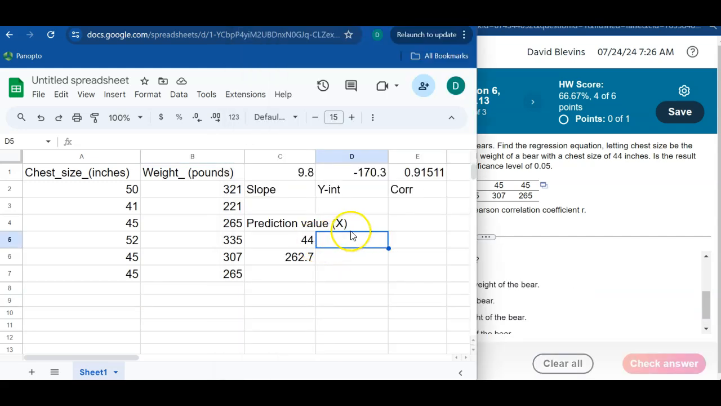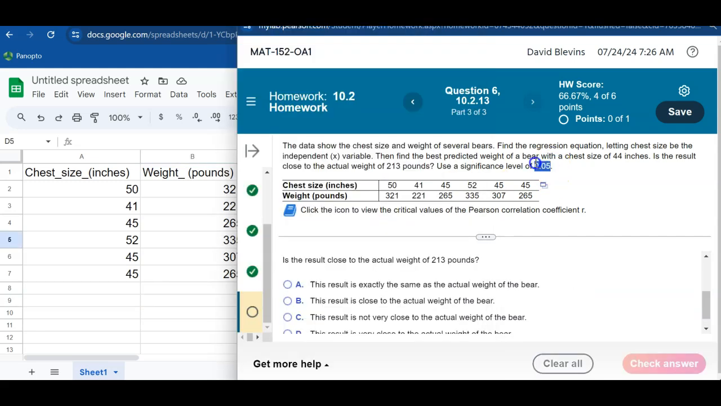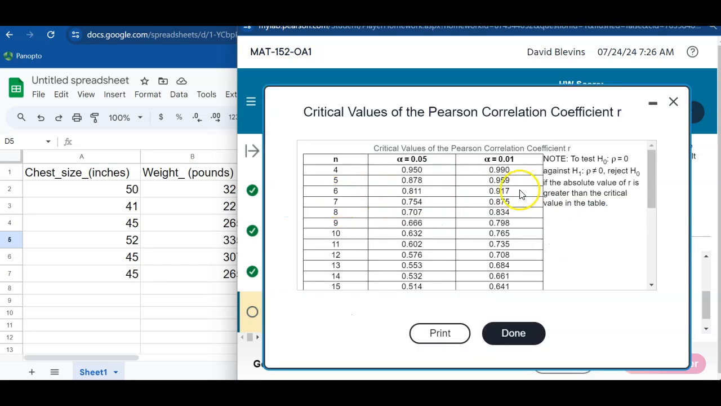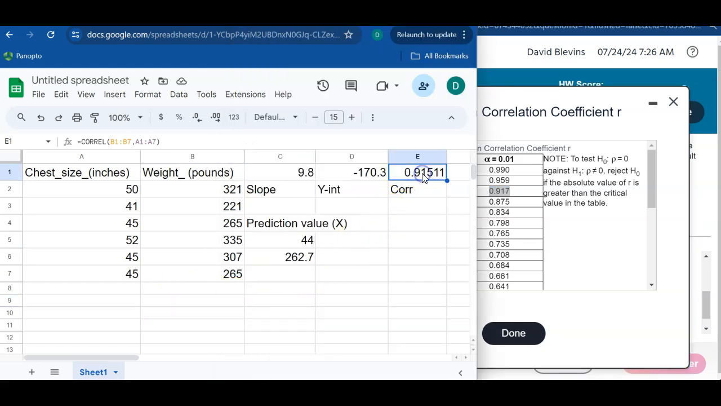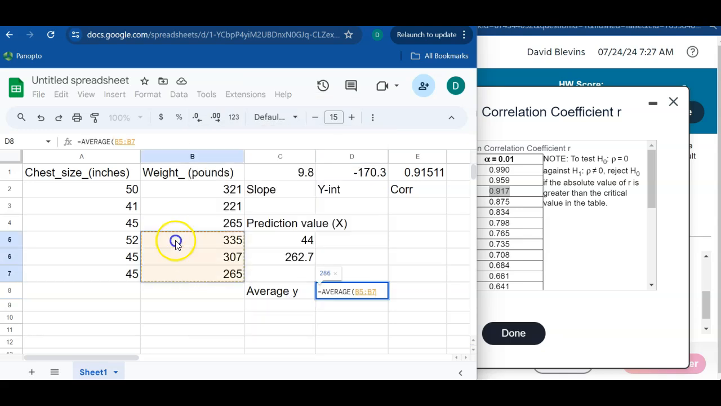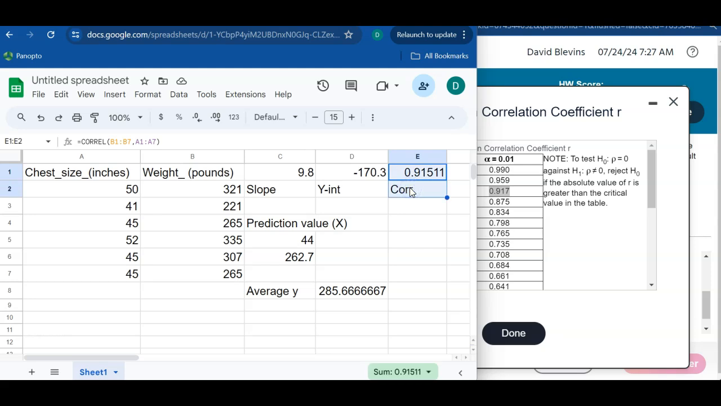Now let's say hypothetically that it said 0.01 instead of 0.05, and I look over here and see I need to be at 0.917 for correlation, and I'm not. I'm at 0.915. Then for the prediction I would not use the line. I would not multiply by the slope and add the Y-intercept. I would just use the average of the Y values. So right here, I'm going to write average Y, and I'm going to do equals average of these numbers. That would be my prediction if the correlation was not greater than the value it needed to be.